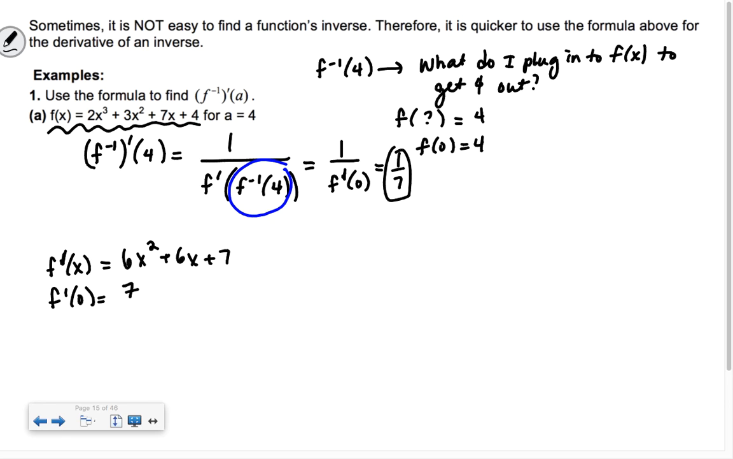So you can spend a lot of time trying to find the inverse, or you can just use that formula.